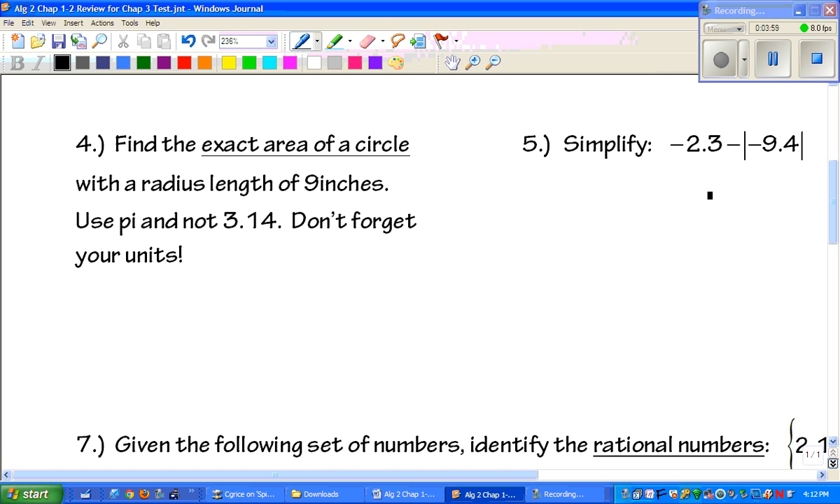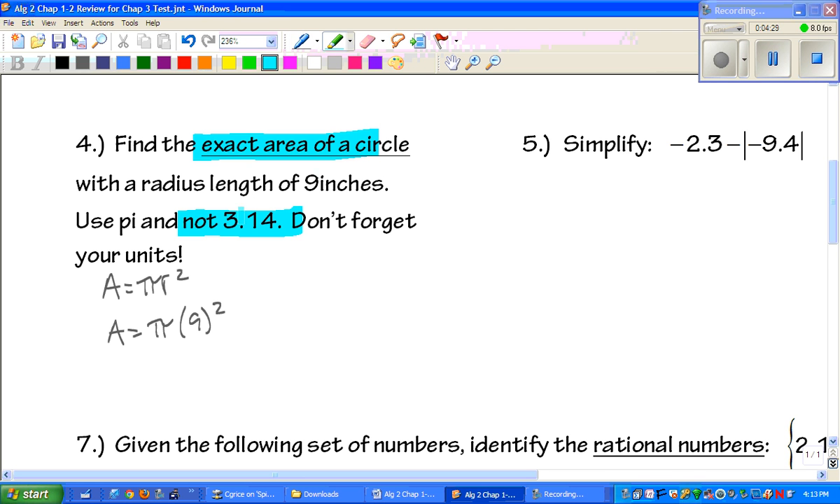All right, number 4 says find the exact area of a circle with a radius of 9 inches. Use pi and do not use 3.14. Okay? Do not use 3.14. And that says don't forget your units. So area of a circle is pi times radius squared. Area equals pi times 9 squared. Okay? So 9 squared is 81. So 81 pi is our answer, and don't forget the units, so that's inches squared.